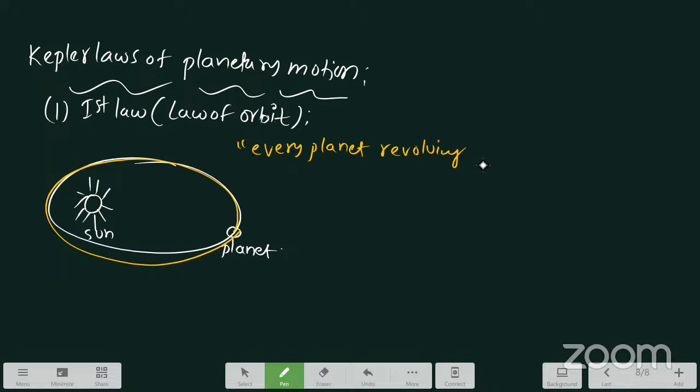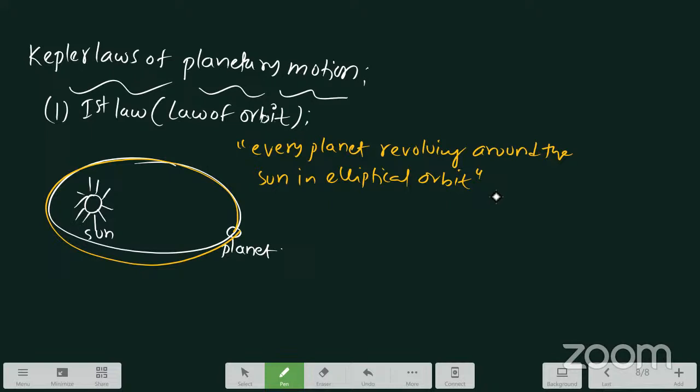Every planet revolves around the sun in an elliptical orbit. Here the sun is at one focus.